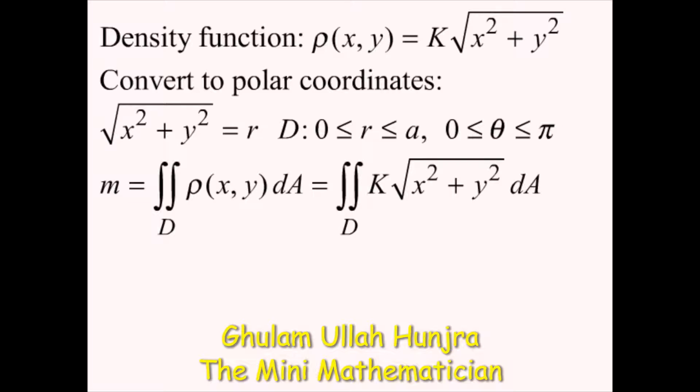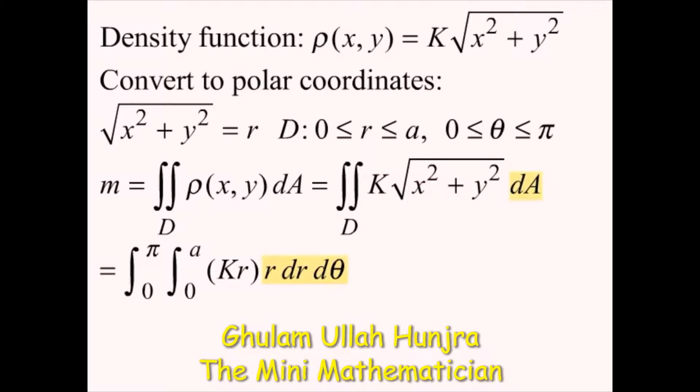And our mass as a double integral. It's the double integral of our density function with respect to area. And we can substitute in our constant times distance. And then in polar terms, our constant times distance is that kr. And our dA, the area element, is r dr d theta. Okay, we can factor out the k.